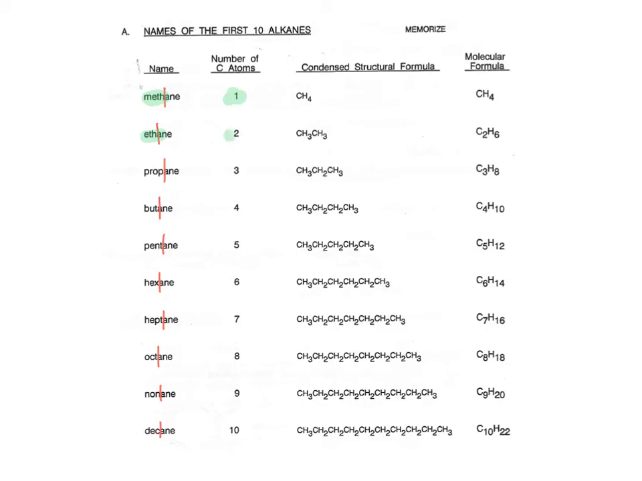Eth means 2, prop means 3 carbons, but means 4 carbons, pent means 5 carbons, hex means 6 carbons, hept means 7 carbons, oct means 8 carbons, non means 9 carbons, and dec means 10 carbons. The second part of the name, ane, is telling us that this is an alkane, which means it's all single bonds between the carbons. You will need to memorize this list in order to start doing organic naming. Without it, it will be very challenging.